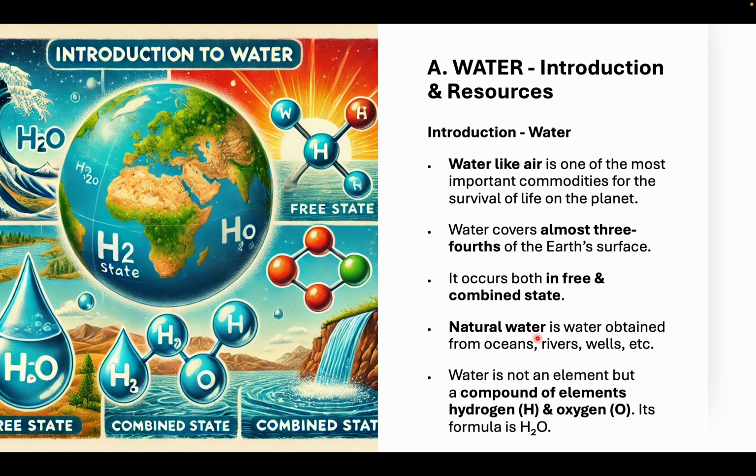Right? And water occurs in two states, free and combined. It is obtained from natural sources like oceans, rivers, and wells. Chemically, water is a compound made up of two elements, hydrogen and oxygen.